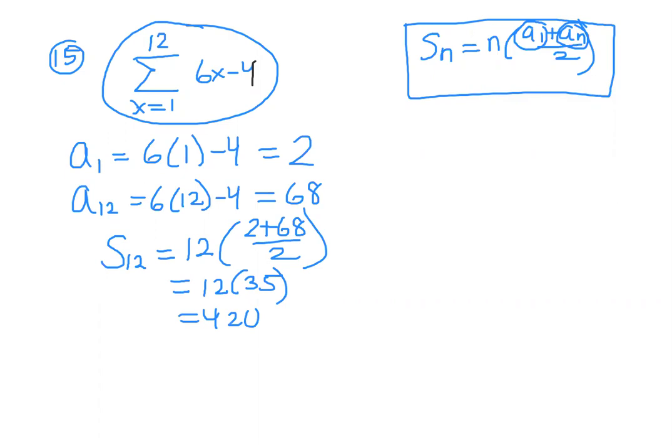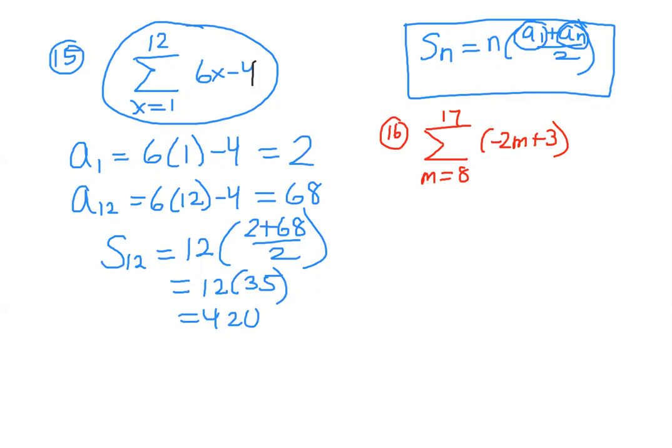And the last one that we're doing here is a little tricky, so stick with me for a minute. We're going to do the sum of m goes from 8, is that an 8? Oh my word. 8 to 17 of negative 2m plus 3.